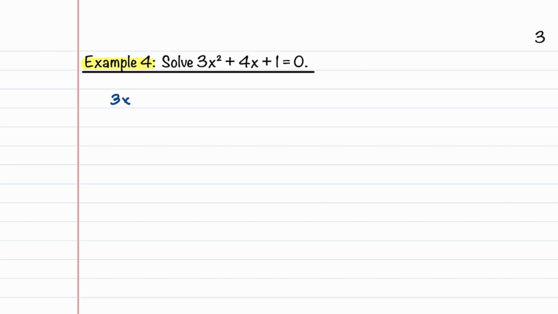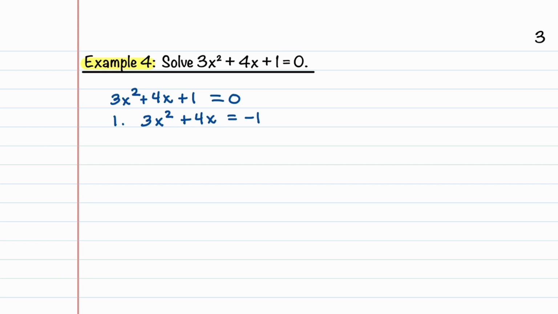It's 3x squared plus 4x plus 1 is equal to 0, and we're going to solve this by completing the square. Our first step is to move our constant, which in this case is a 1, to the right-hand side. Let's write this as 3x squared plus 4x is equal to minus 1.